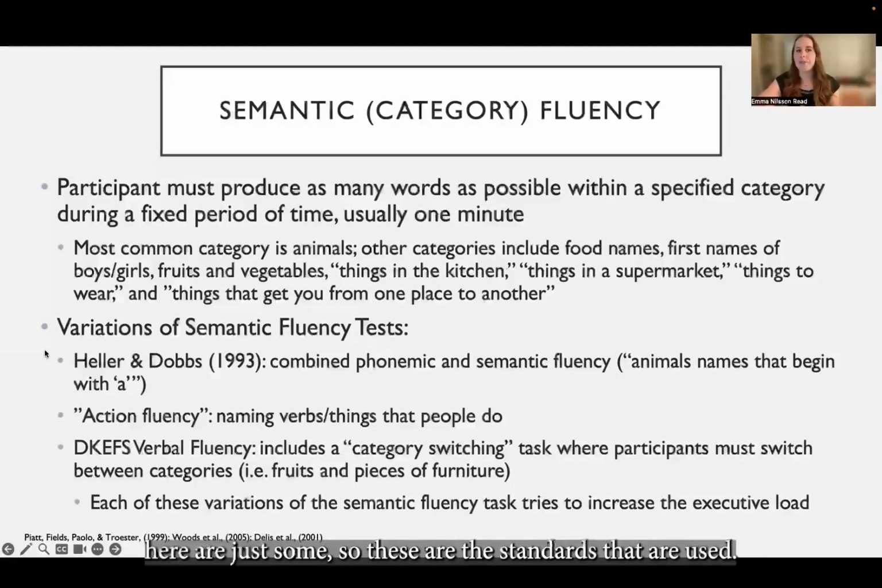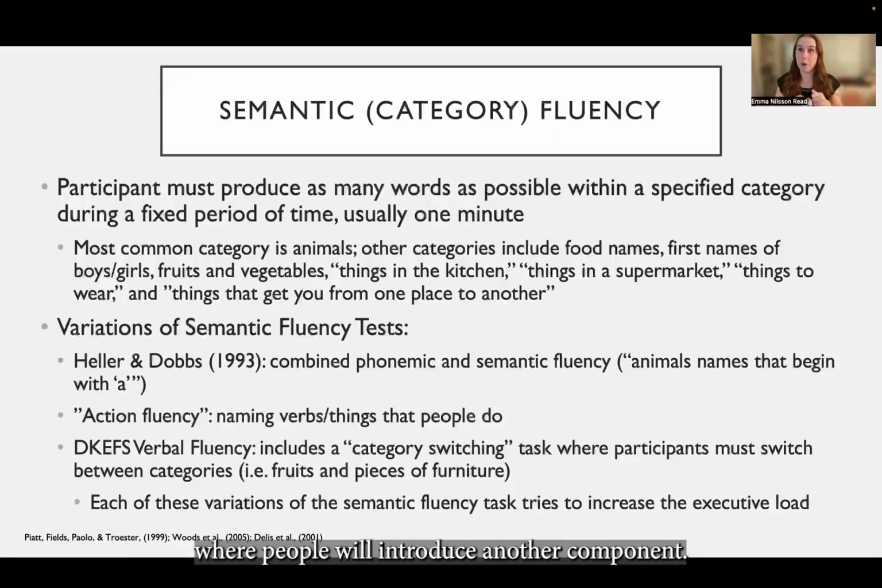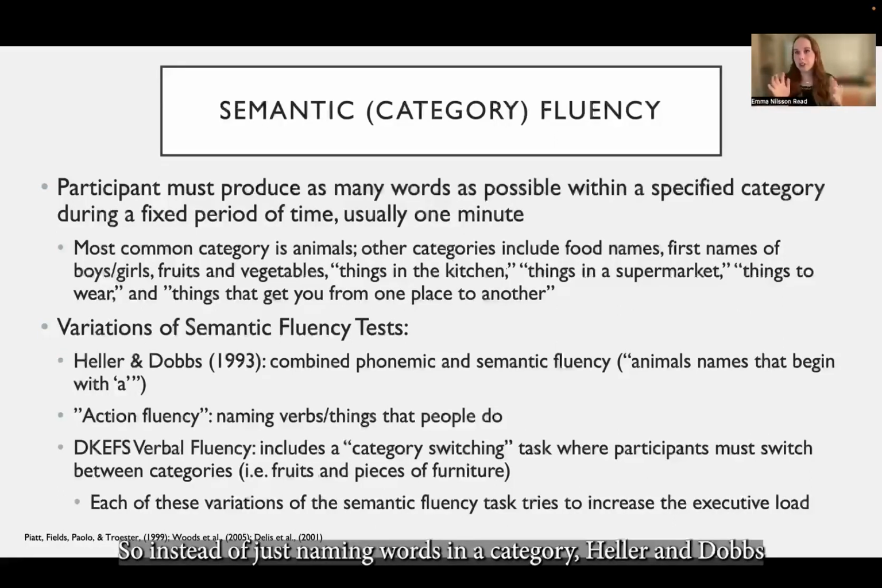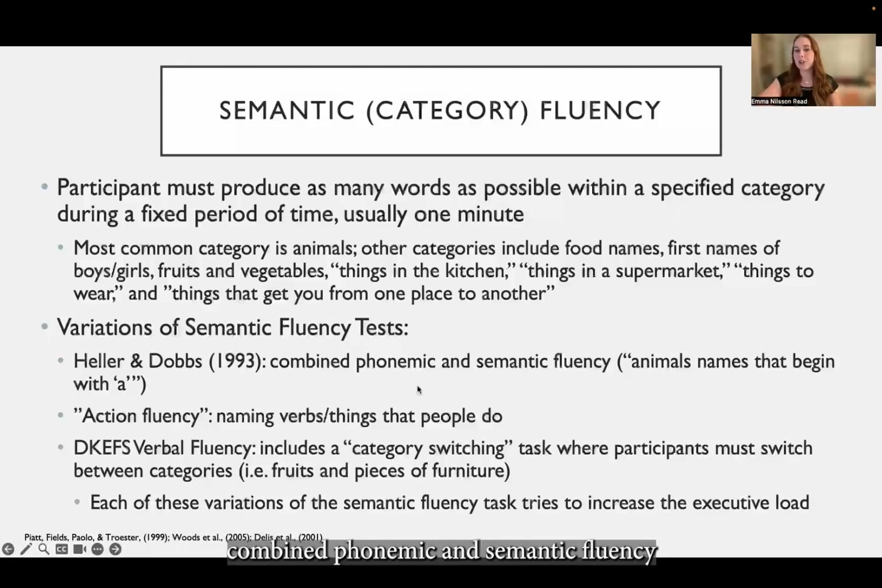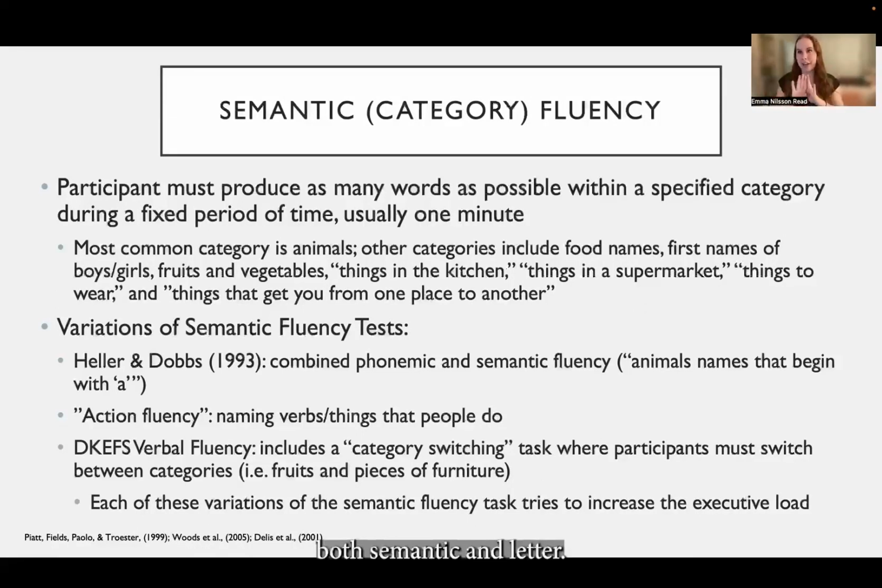And then here are the standards that are used. There are also some variations of semantic fluency tests where people will introduce another component. So instead of just naming words in a category, Heller and Dobbs combined phonemic and semantic fluency and had them do both tasks at the same time. So for example, they would say something like, give me as many animal names that you can think of that begin with the letter A, both semantic and letter.